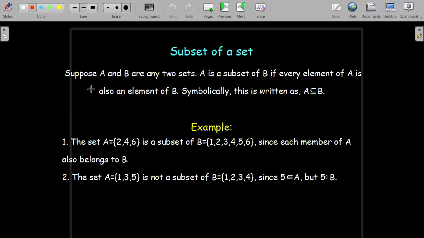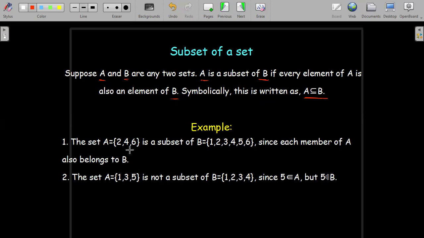Then we move on to what we call subsets. Suppose you have A and B, be any 2 sets. Then A is going to be a subset of B if every element of A is also an element of B. Symbolically we denote it as A being a subset of B. This symbol in between means subset. So if every element of A is contained in B, or is an element in B, then we are saying that A is a subset of B. In short, A can be contained in B.